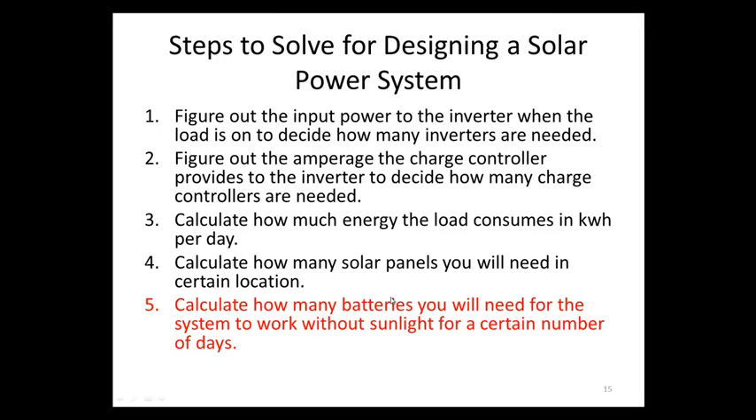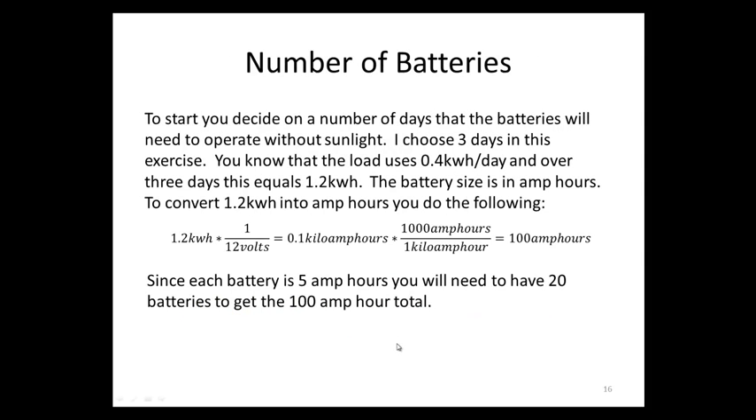So step 5 is now we need to calculate how many batteries we'll need for the system to work without sunlight for a certain number of days. Just think about if you had a storm system come through and it wasn't very sunny for days, you'd have to have some battery backup so you could supply the charge controller and the light bulb to turn on. So we're just going to say 3 days is needed where it's really cloudy or really rainy and we have no sun, and we need to power it with all batteries.